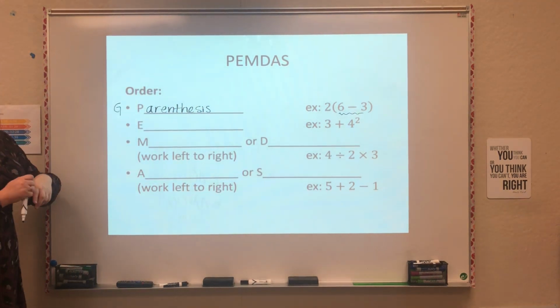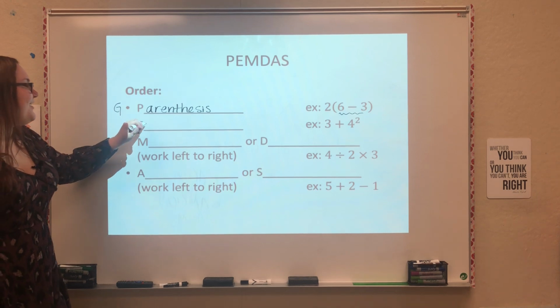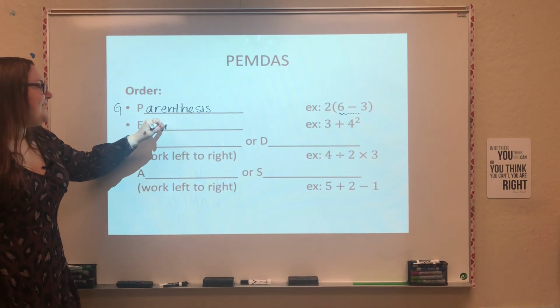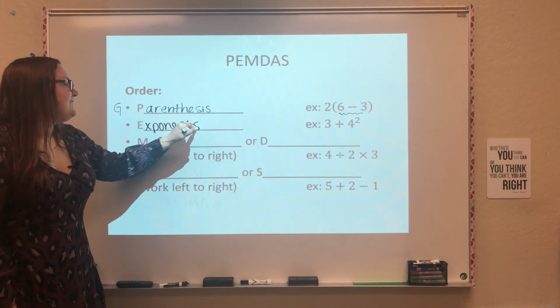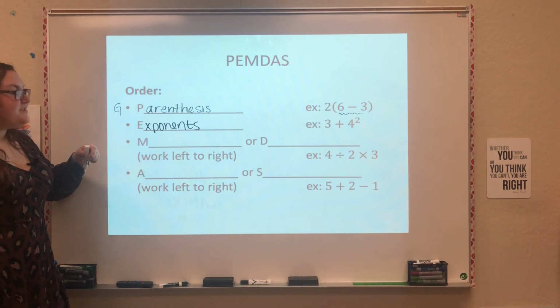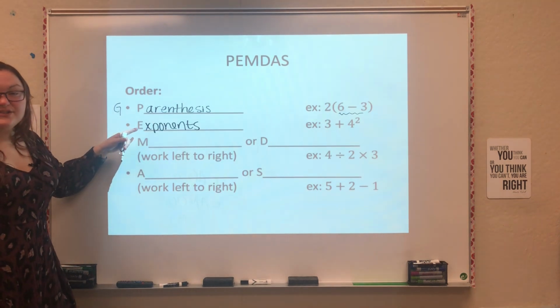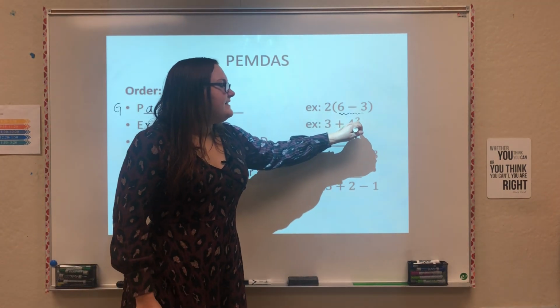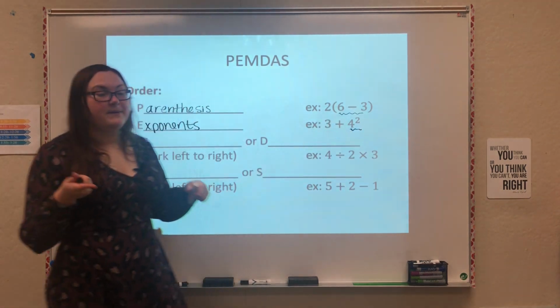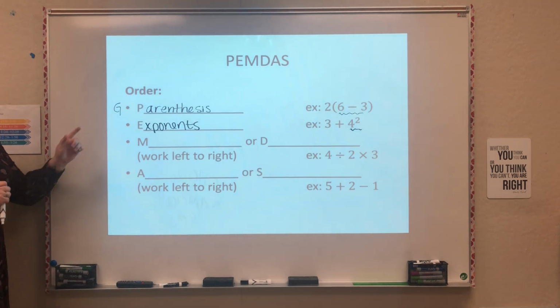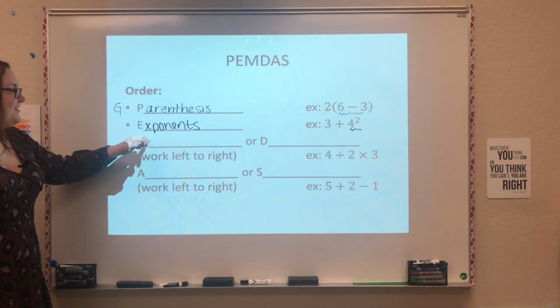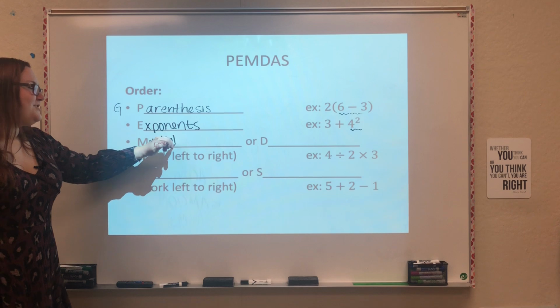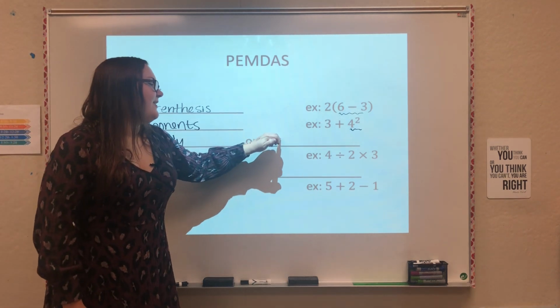After P, we've got E. E was that word we were saying in our review questions at the beginning. It is exponents. So the next thing you would want to do in your problem is if there's any exponents, you want to simplify your exponents. That means in this problem right here, this part here, that 4 squared, that would be where I want to start. The next one, M and D, are going to be your multiplication or division.